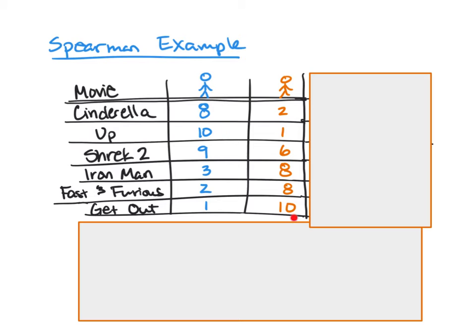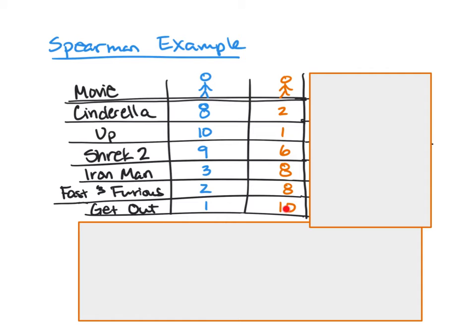Two people have ranked those movies. Blue person loves Cinderella, Up, and Shrek, and is not a big fan of the action movies and the horror movies. Orange person is a little bit reversed: not a big fan of animated movies, really likes the scary movies. These are not the numbers you're going to use to get your Spearman correlation coefficient, though. These are just their scores out of 10.